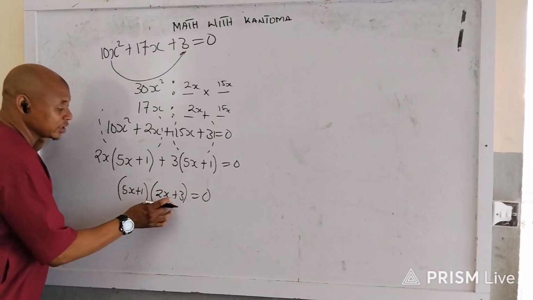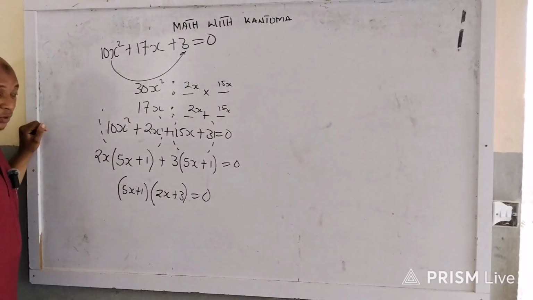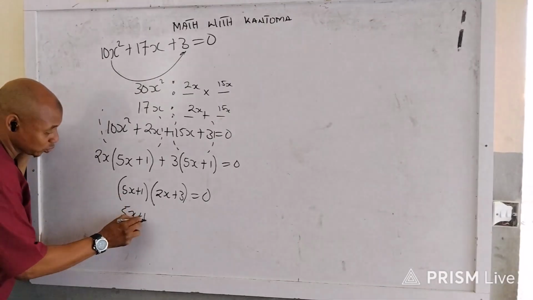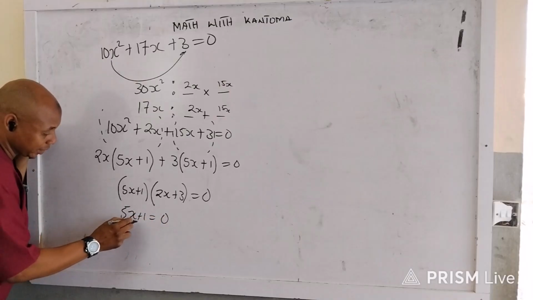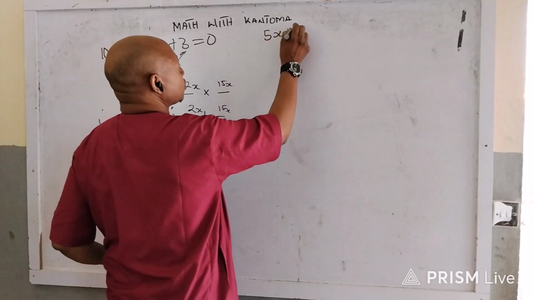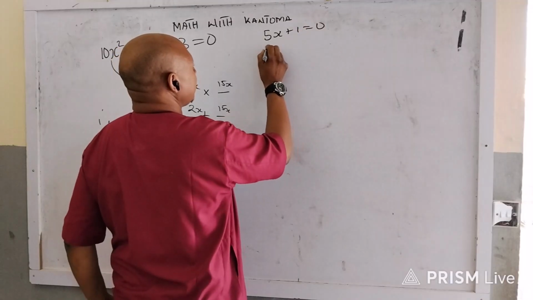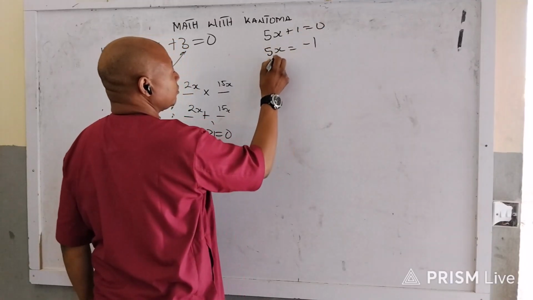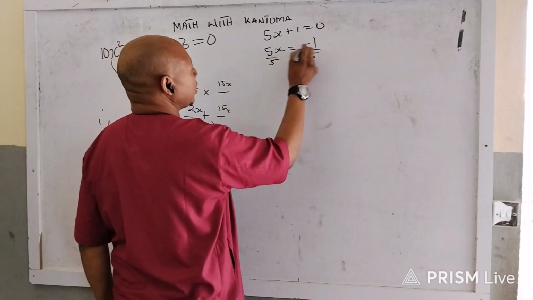So it means one of these values is equal to 0. Now if we consider the first value to be equal to 0, meaning 5x plus 1 equals 0, then this implies that 5x is equal to minus 1, where plus 1 crosses the equality. So the value of x will now be equal to minus 1 over 5.